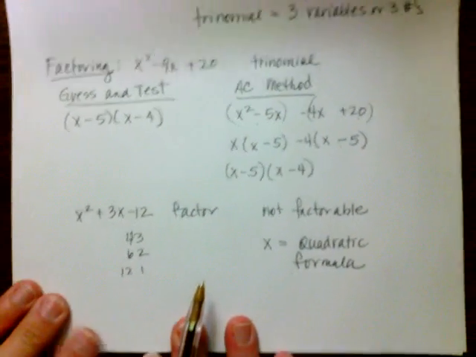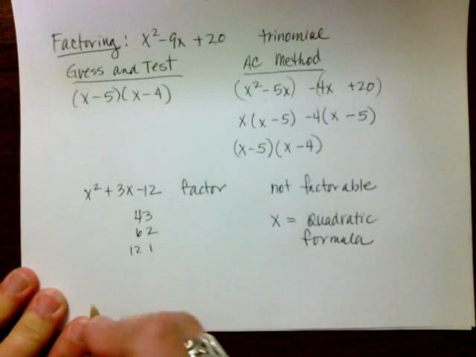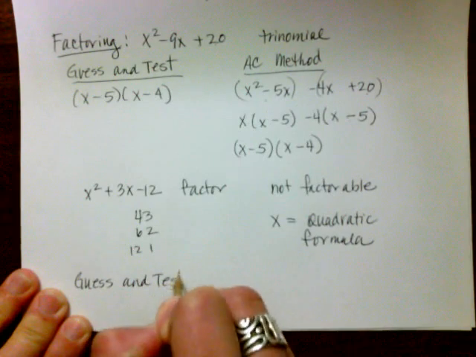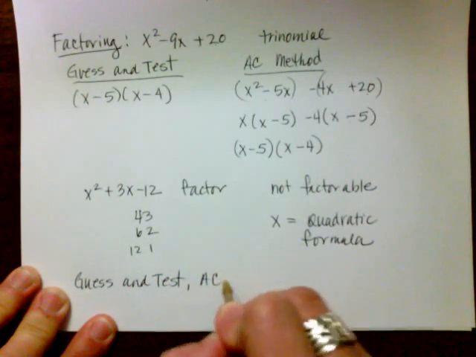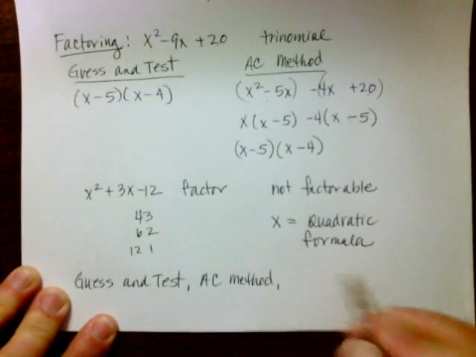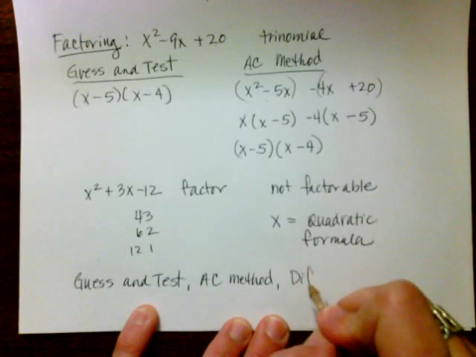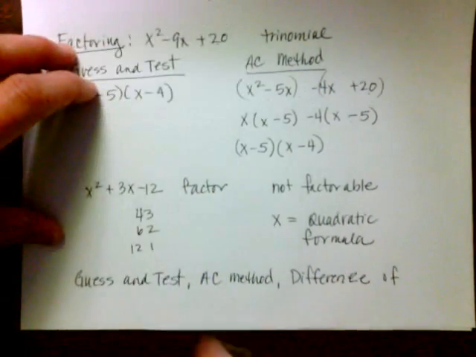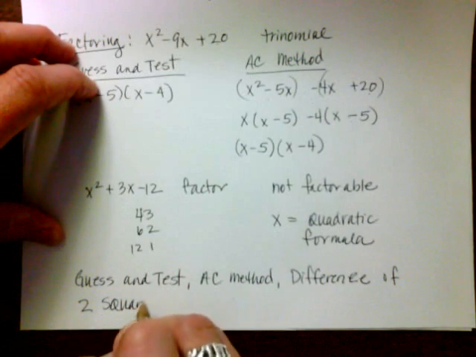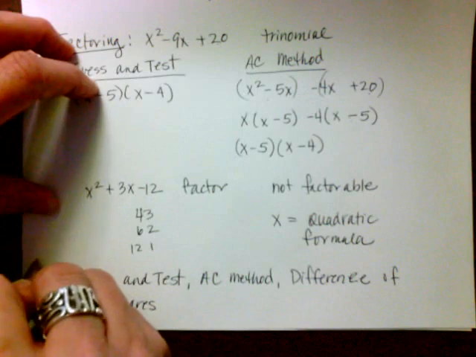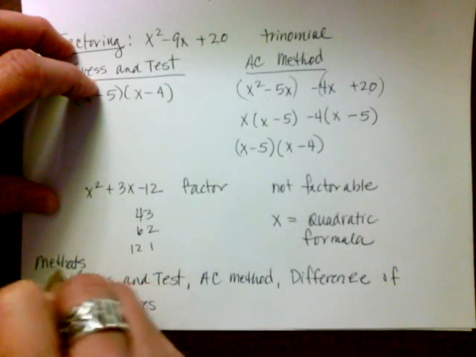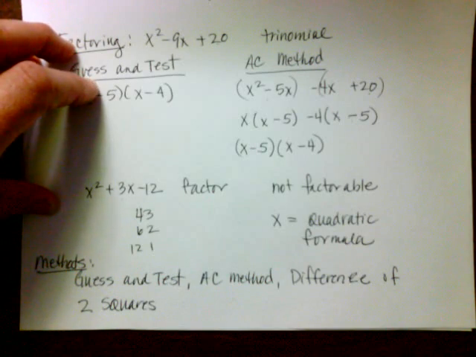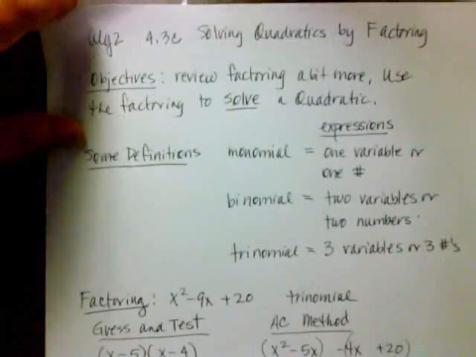All right, so far in this particular chapter, we have talked about guess and test, the AC method, and the difference of two squares. So those are the factoring methods that we have talked about so far, so we'll title that methods. Today I'm going to add another method, and then we're going to solve some of our quadratics.